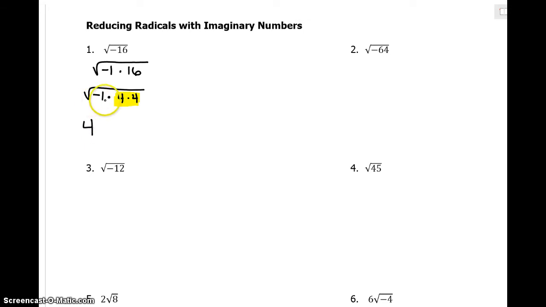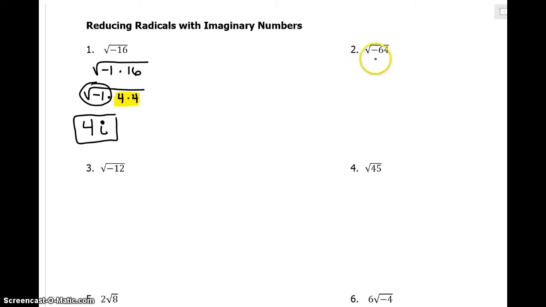Now we also know that the square root of -1, which I'm going to circle as a whole, is i. So an i is going to be coming out. So our final answer is 4i. Alright. This might be a little bit overwhelming, but we're going to keep going with it until you get the idea of what this is.